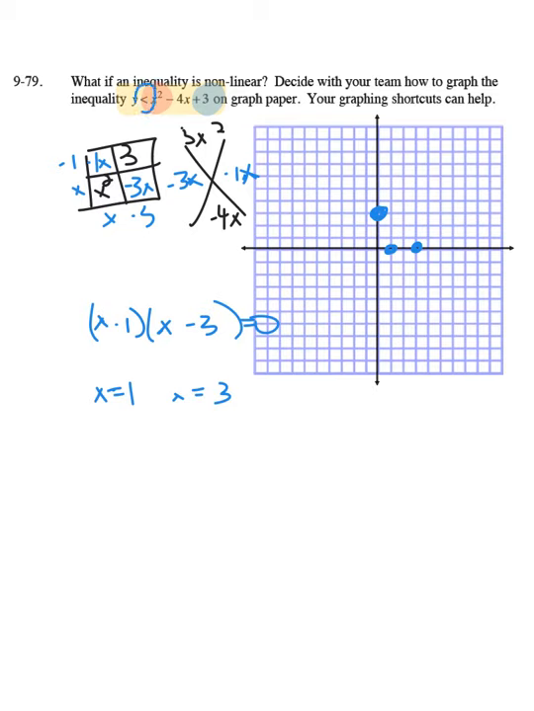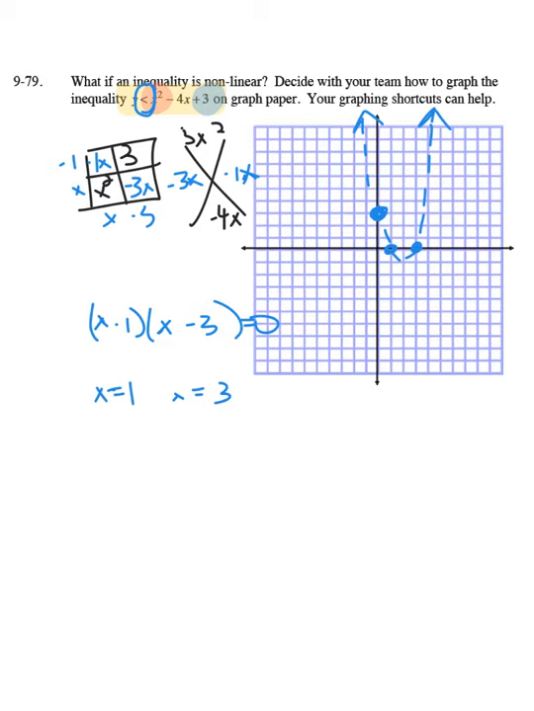Notice the symbol does not have the equal to line, so I'm going to make a dashed line for my U shape. And now my two choices are, I can have the shading be inside the parabola as true coordinates to the inequality, or everything outside the parabola could be true coordinates that work in the inequality. So we can test each.